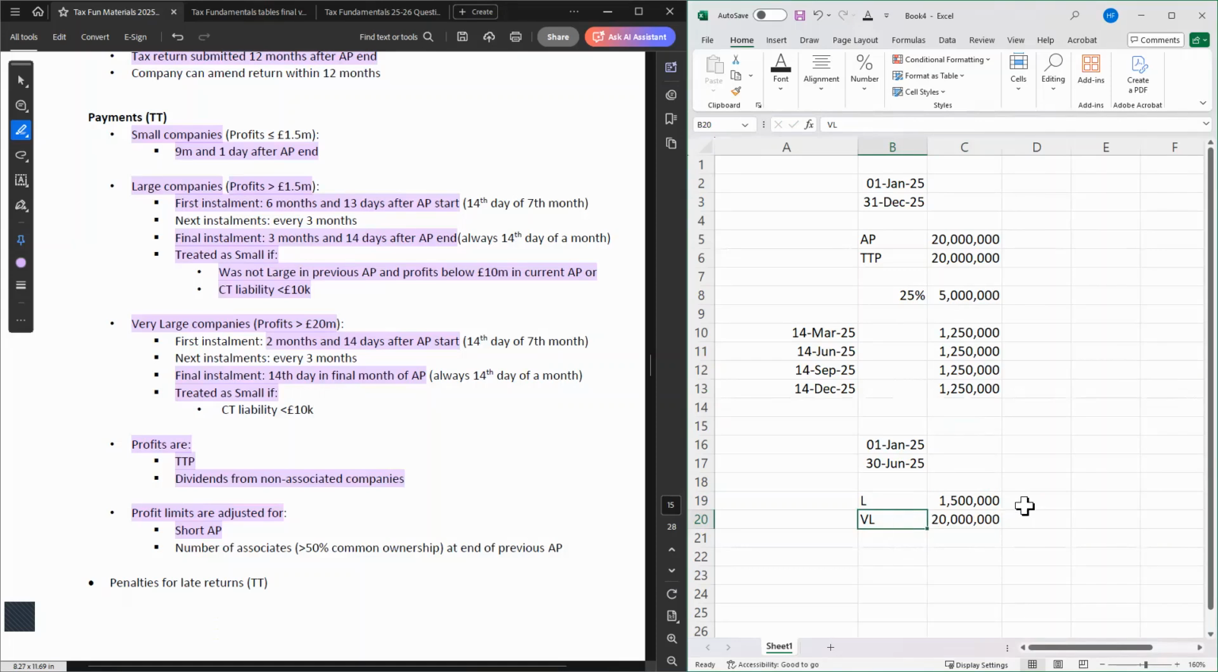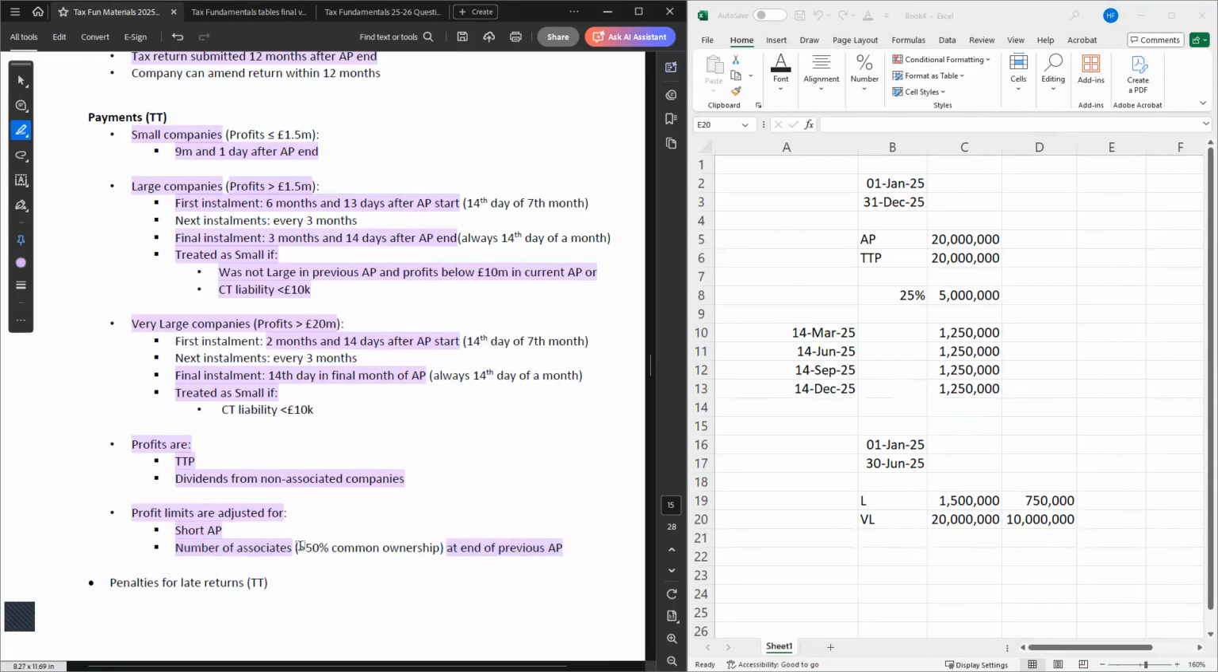So if we've got a short accounting period, we then need to prorate these limits. So we'd need to divide these limits by 2 to account for the 6-month accounting period. So in this case, if the company for the 6-month period had augmented profits of above 750,000, they would be a large company and need to pay by the instalment payments for large companies. And if they were above 10 million, they would be a very large company and need to pay by these instalment dates here.